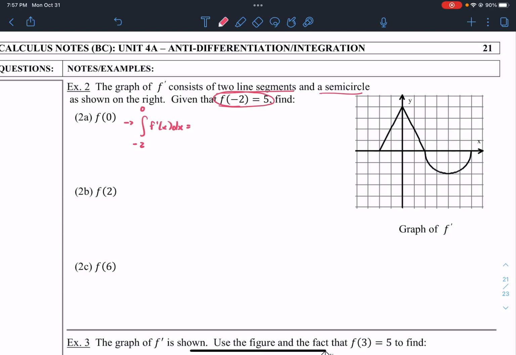But the result of that is actually going to give me f of b, which is the 0, minus f of a, which is the -2. Now focus on this, because what I'm trying to find is f of 0. So if this is the piece that I'm trying to find, you have to add this piece to the other side. So we're going to say f of 0 is equal to f of -2 plus the integral, which is the displacement between -2 and 0, so the amount of change.